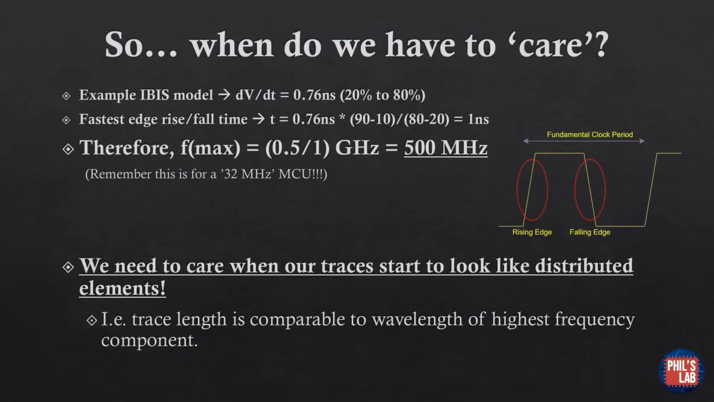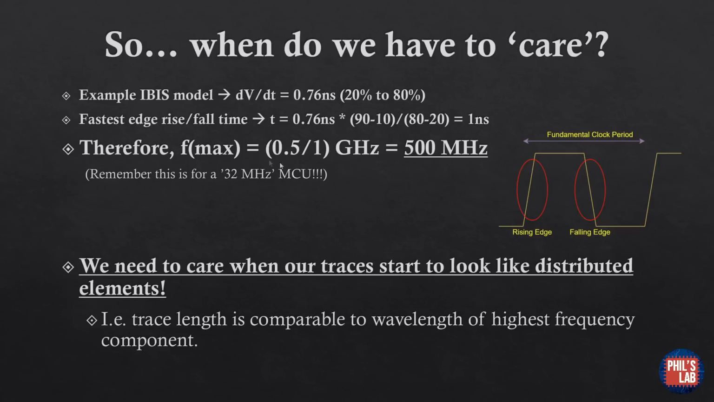So given that we've now looked at an IBIS model and seen how to extract the dV by dt data, or rather the rise and fall time data, the question is, when do we have to care? Remember from our example IBIS model, our dV by dt, which was defined as a 20% to 80% rise or fall time, was 0.76 nanoseconds. Now we have to convert that to be able to use our formula into a 10 to 90% rise or fall time. So all we have to do is scale it linearly, and that gives us a 1 nanosecond fastest edge or fall time.